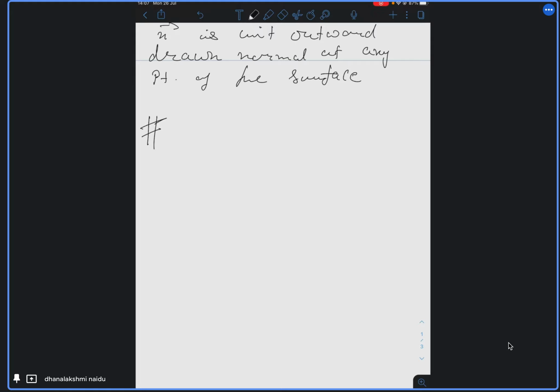So for Green's theorem, you take the surface lying on the xy plane. So z-axis will be along the normal n bar. That is, n bar will be equal to k bar. Is it or not? Okay, let me write. Deduction of Green's theorem from Stokes theorem.